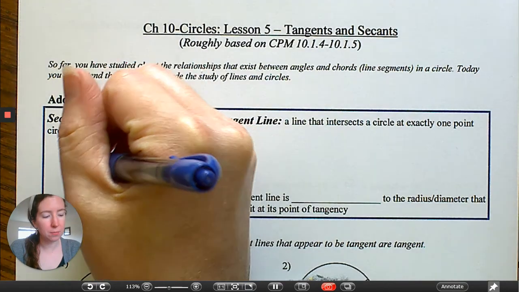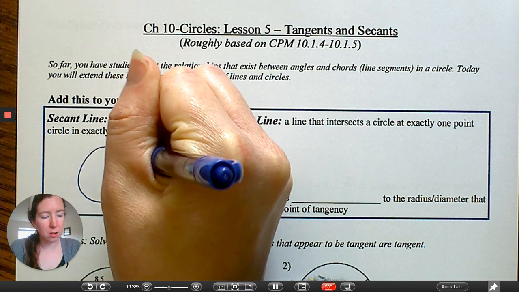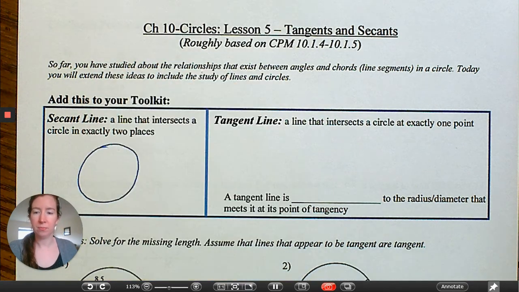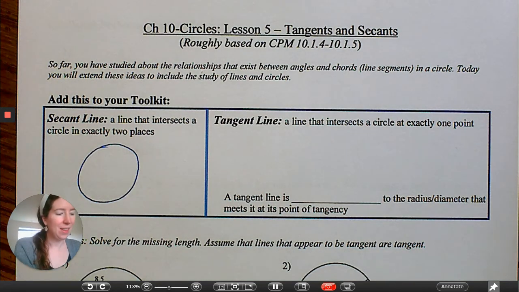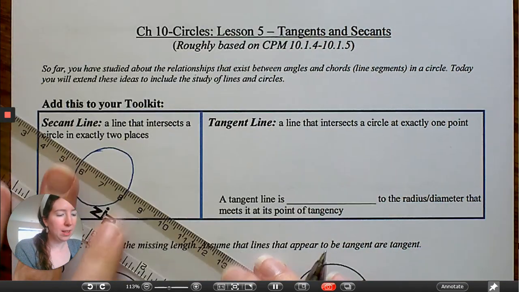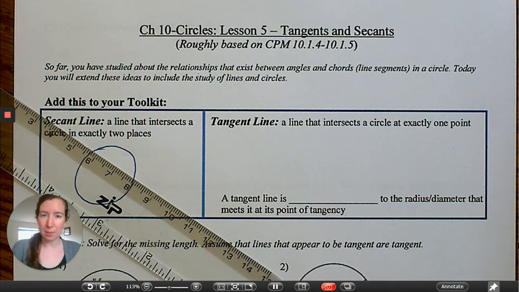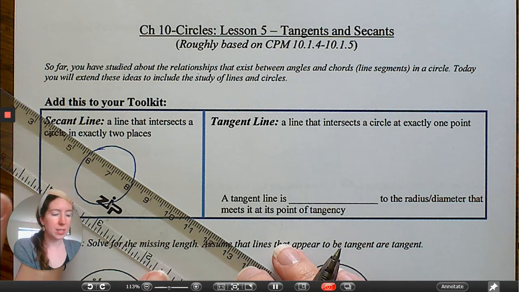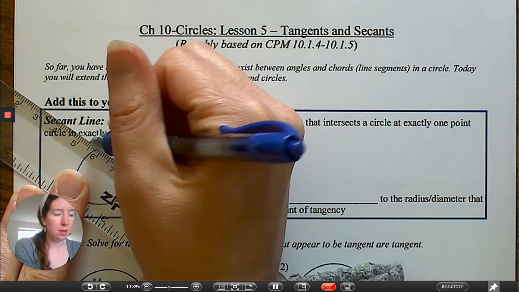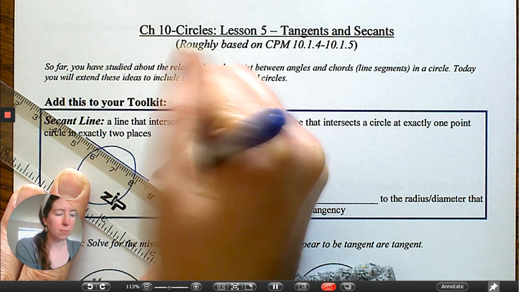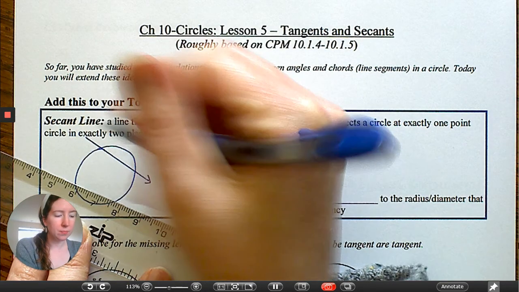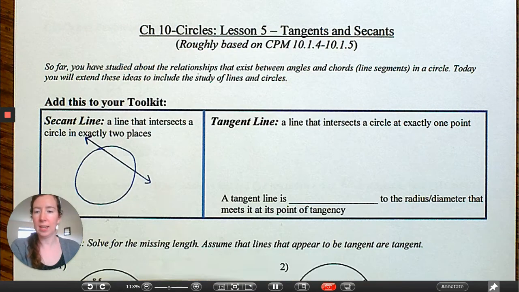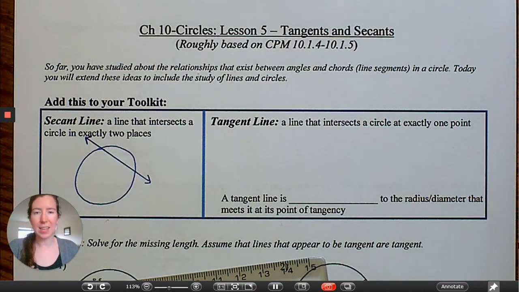So all you've got to do is draw yourself a circle-ish and draw some kind of line that goes through it. Now, it's not a segment, it's a line. So it's got to go completely through it, and it can keep going. So it's basically like an extended chord. Okay, so that line is your secant line.